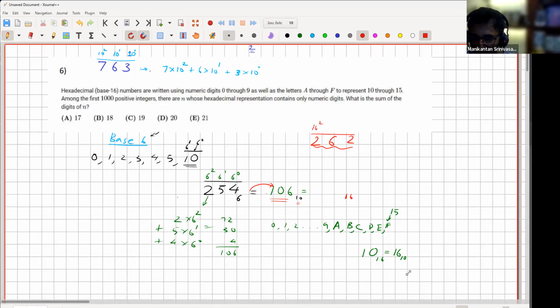This stands for 16 square. So even this 2 is already 256 times 2, which is 512, which is far more than the 106.